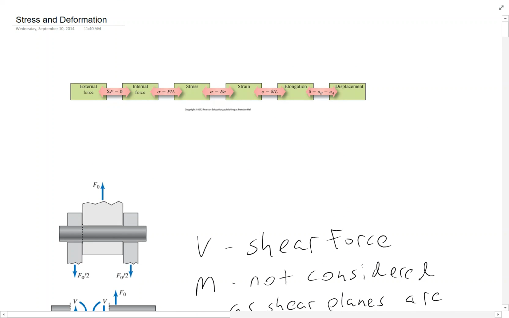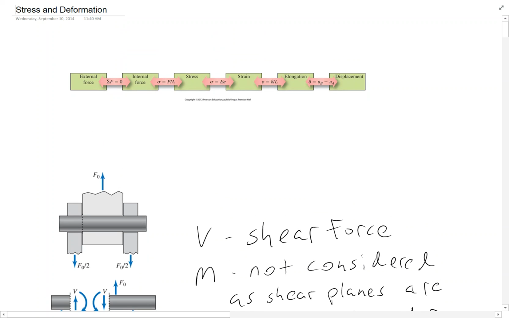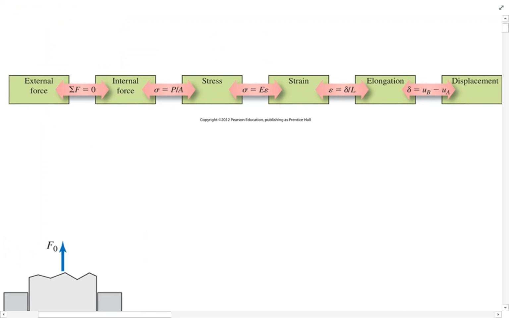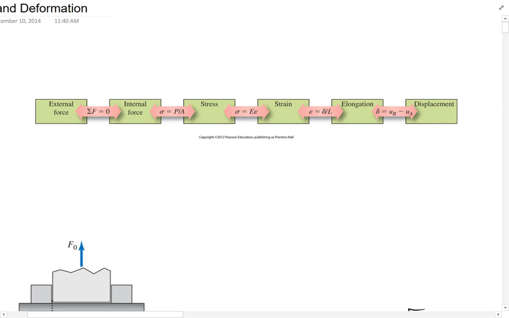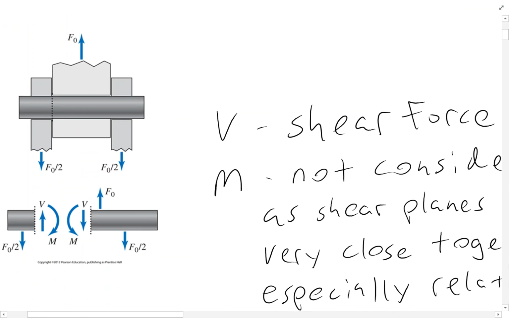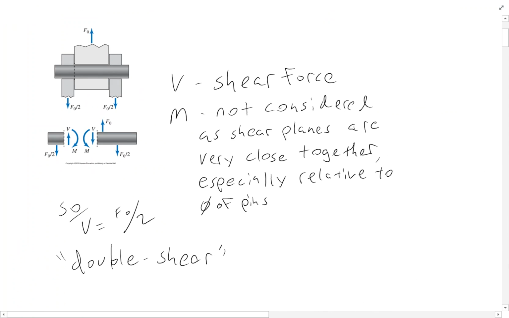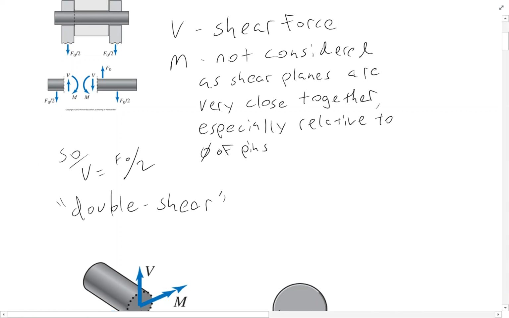Okay, just again a little bit more review on some of this stuff. Stress and deformation. This image up above is a sort of relationship between external force, internal force, stress, strain, elongation, and finally displacement. It gives you a pictorial view of how those are related to each other. And then again, talking about how loads are applied and the forces that you generate.